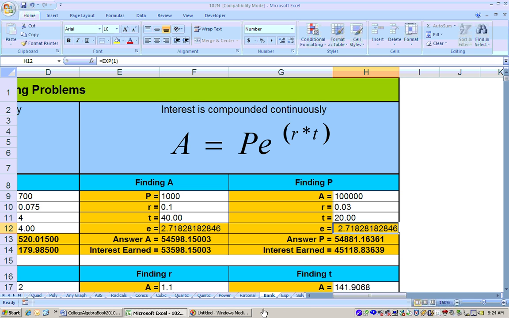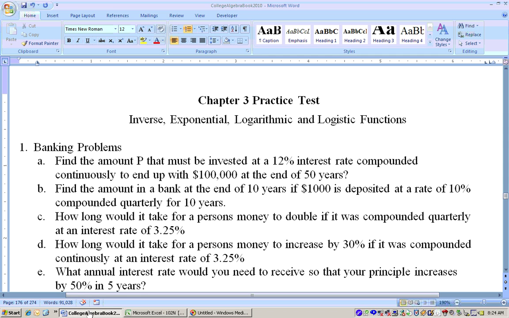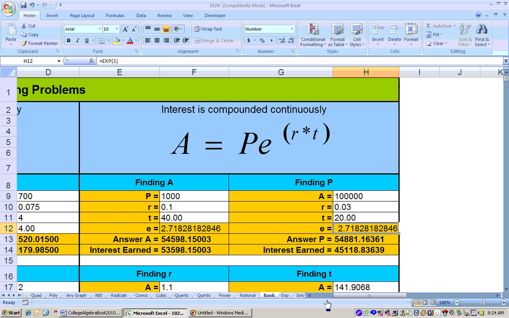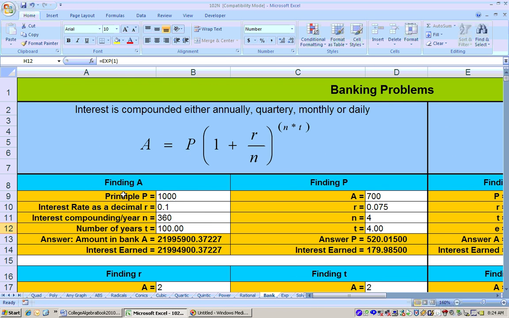On problem B, it says find the amount in a bank at the end of 10 years if $1,000 is deposited at an interest rate of 10% compounded quarterly. So we would just go over here: $1,000, interest rate was 10% compounded quarterly, so the N is 4. And let's see, how many years was this? Compounded for 10 years, so the T is 10. And there we go. The amount that you end up with is right here, and here's the interest earned.